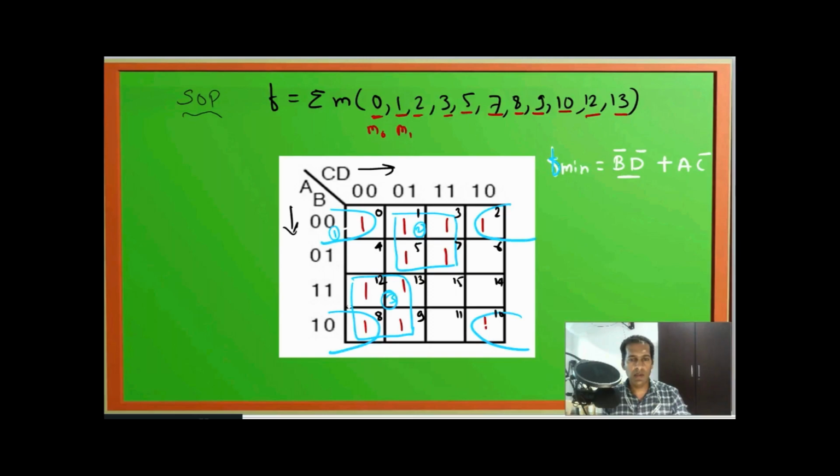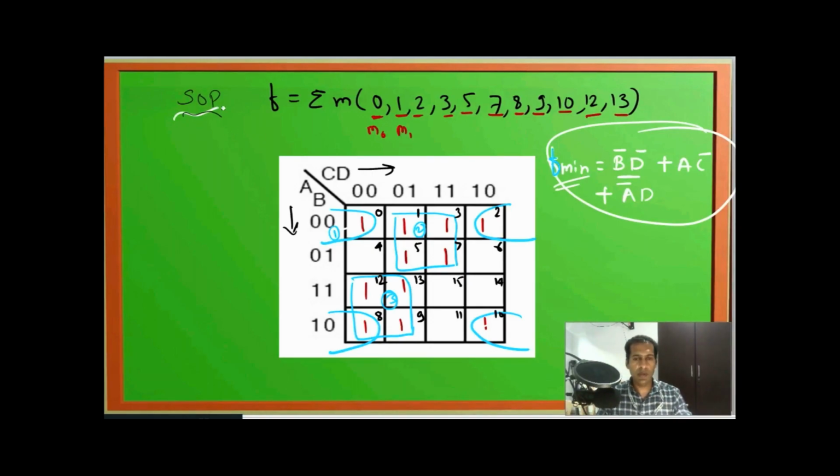For this we get AC bar, because here A is the same and C bar is the same, 0. So here we write AC bar. The third one we get for this box. In these two columns D is common and A is common, so here we get A bar D. This is the minimum min terms expression. So we have solved for SOP.